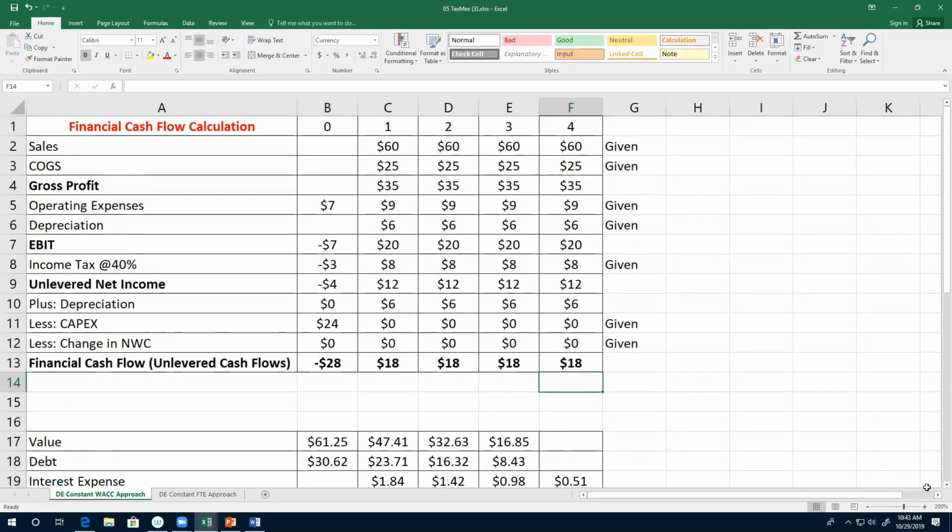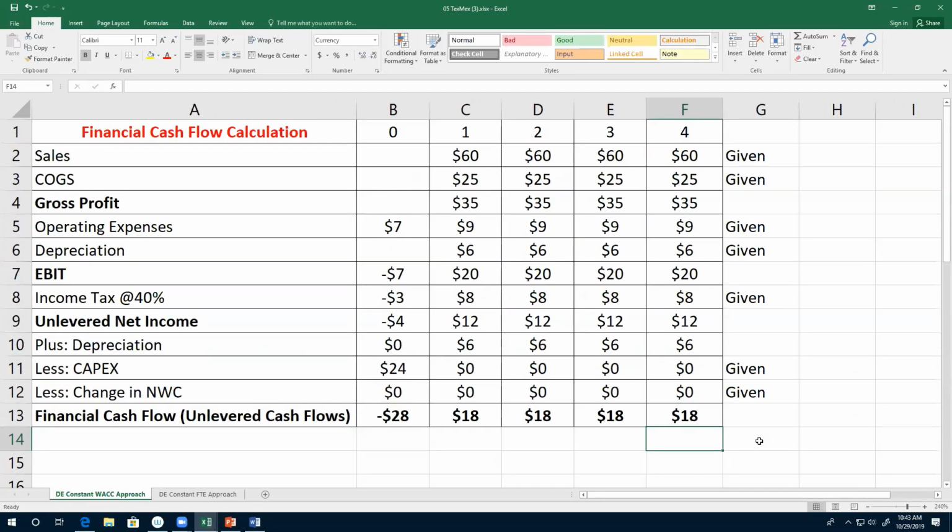I just want you to focus first on the upper half of this Excel sheet. Notice that this is a 4-year project. Very simple in the sense that at time period 0, which is today, you obviously have no sales, no COGS, no profits. You do have some operating expenses, maybe like marketing expenses or whatnot, so this would be tax deductible. You have no depreciation here. So earnings before interest and taxes today is -7.